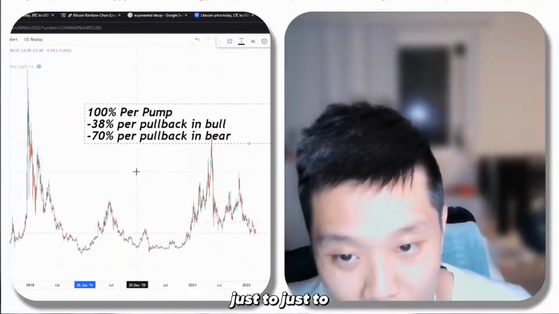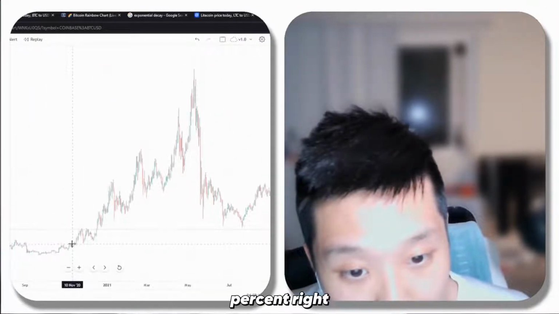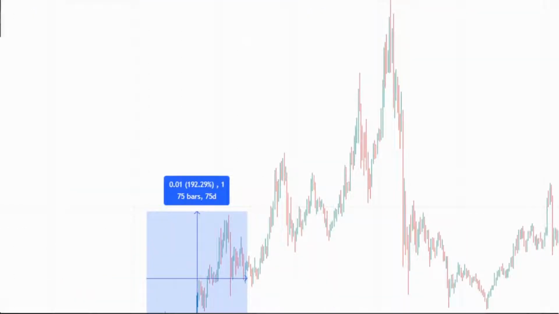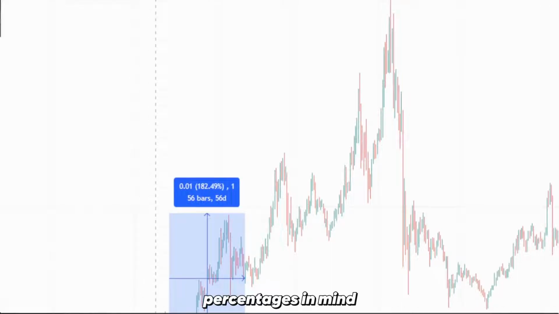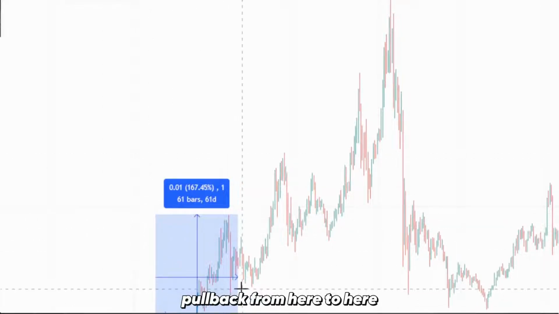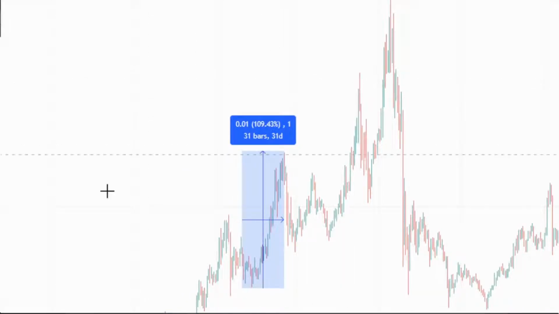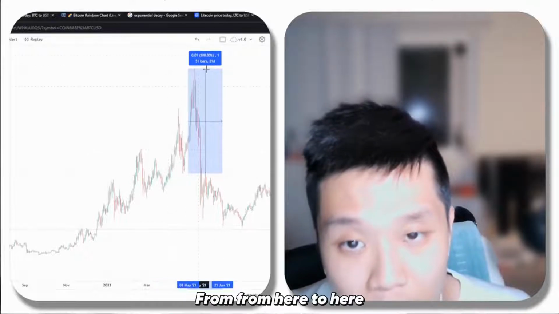So just to do it quickly, from here to here, I believe it's 100%. From here to here, sorry, let me do it a little bit better, 180%. So just keep these percentages in mind. You can go from here to here as well, 167%, and before it has a massive pullback here. From here to here is 109%. Massive pullback. From here to here is 111%. And then from here to here is 100%.